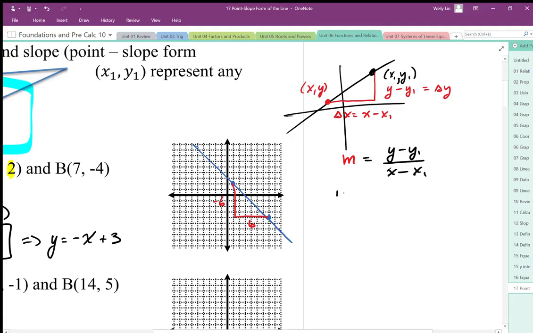Now the point slope formula, because this x and y is a general point and expresses every single coordinate on this line, all I have to do is rearrange this expression into this. So I'm just going to multiply both sides by the denominator. So I end up with the slope times x minus x1 equal to y minus y1. And there's my point slope form. It's really just a rearrangement of the slope formula, and that's why it works.